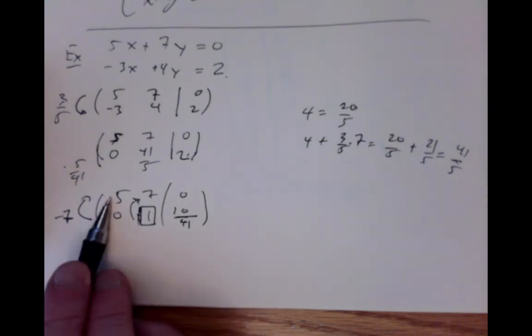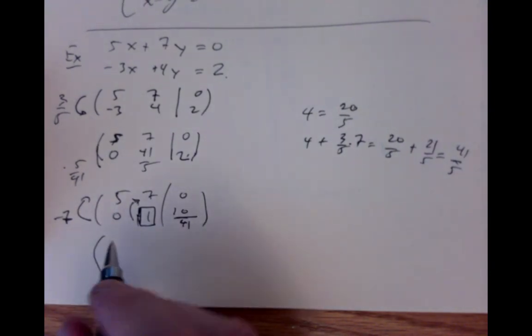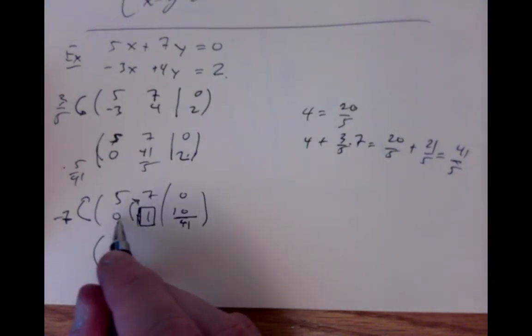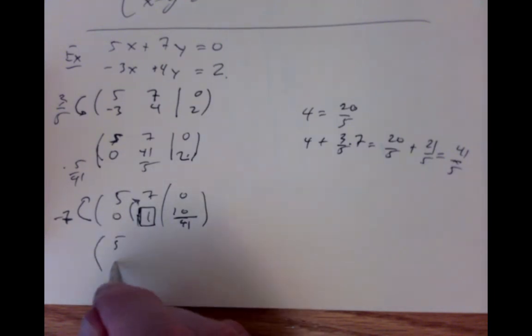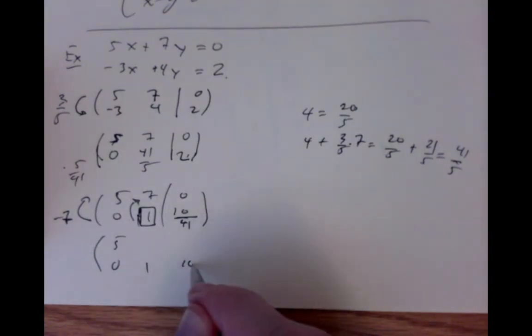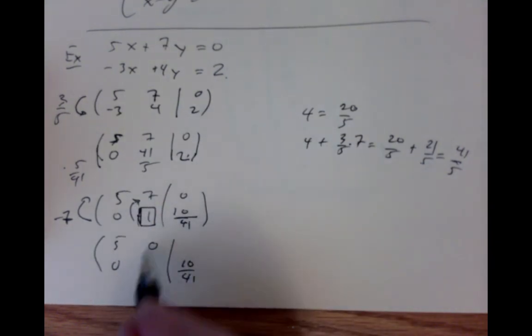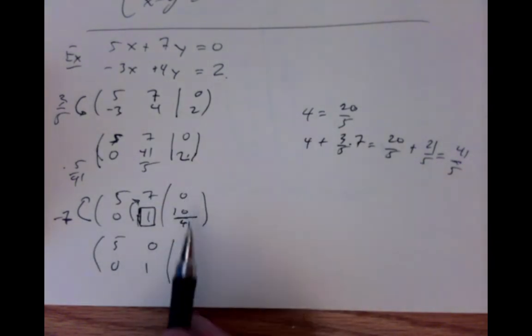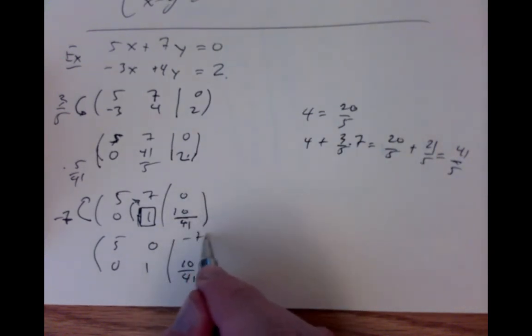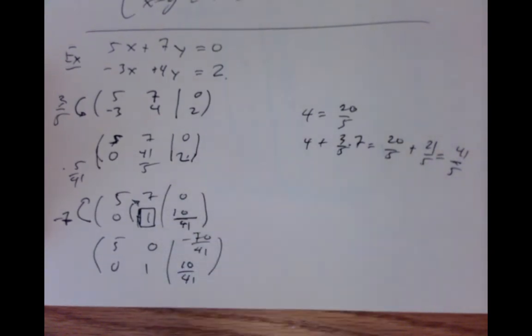Minus 7 of the second row to the first row gives me minus 7 zeros is 0, added to 5 is still 5. The second row didn't change at all, so I'll keep it as it was. The first row, minus 7 of that to that is 0, but now it's complicated. I need minus 7 of this to this, which is minus 70 over 41, I hope.